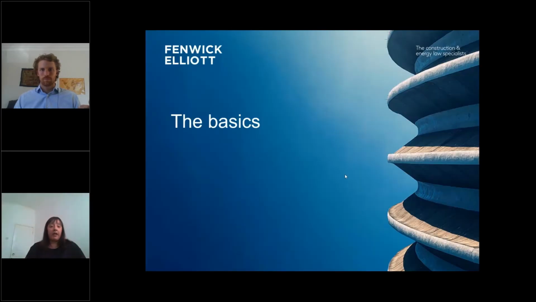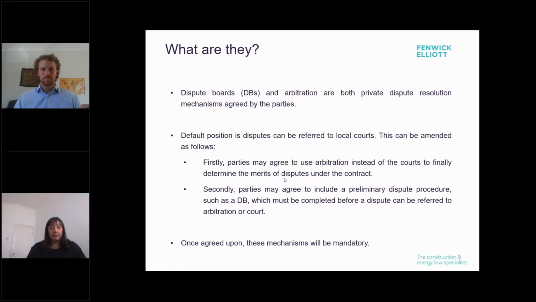Hello, everyone. In very basic terms, DBs and arbitrations are both private consensual dispute resolution mechanisms agreed by the parties. When entering into any construction contract, the default position will usually be that disputes can be referred to the courts of the governing jurisdiction of the contract. This can be amended in two ways. Firstly, the parties may agree to use arbitration instead of the courts as the mechanism to finally determine the merits of their dispute under the contract.